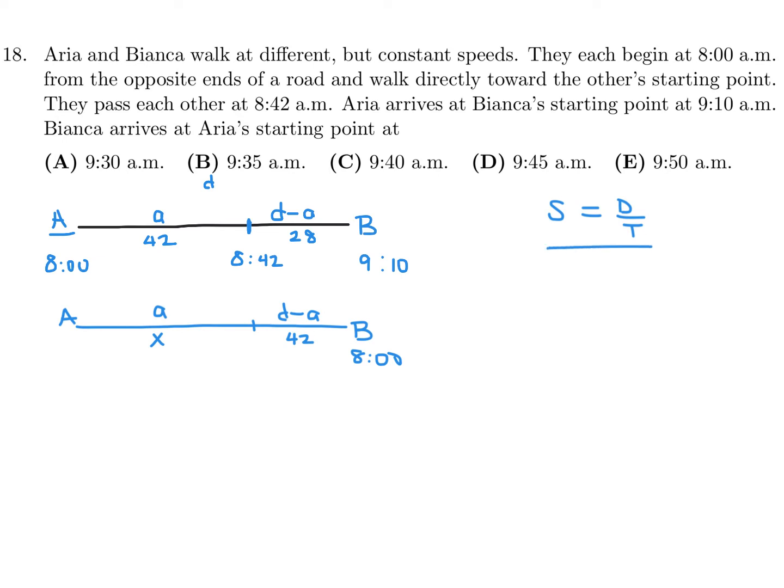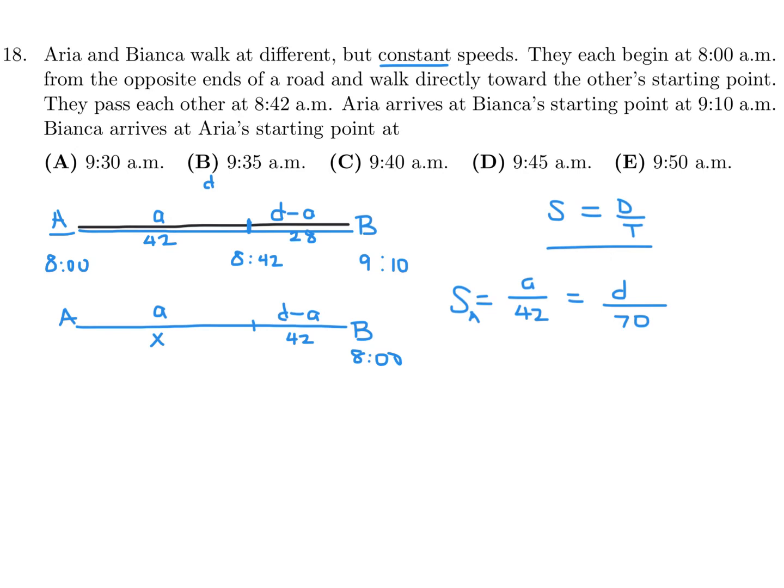Okay, let's use this formula. The speed is distance over time, so it'll be A over 42 minutes for this segment right here. And that speed is constant for Aria, so the full distance, which is D, over 70, which is the full amount of time all the way down to there, 42 plus 28, is also going to be the same because the speed is constant. They tell you that in the question. And this is just for Aria, so I'll put speed of A, which is A representing Aria, however you pronounce it.